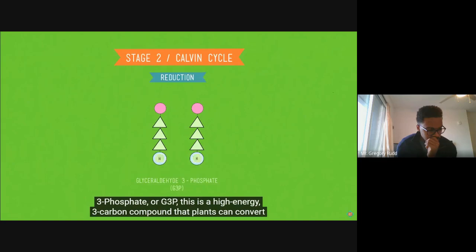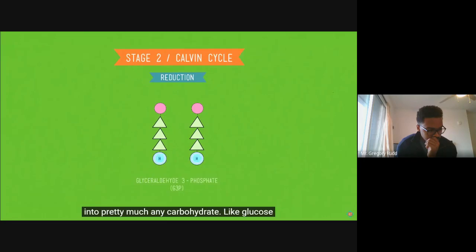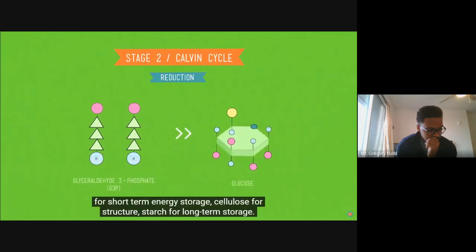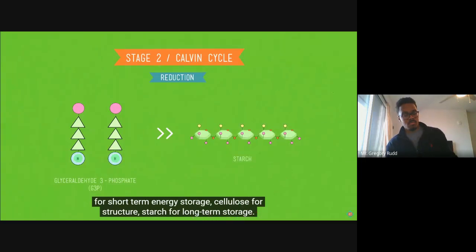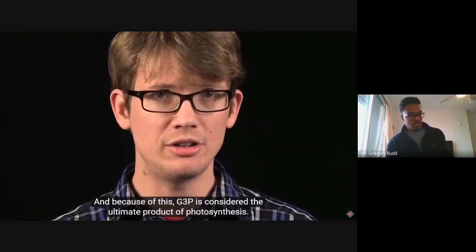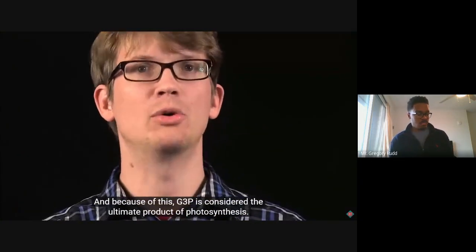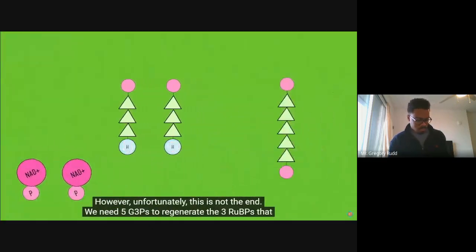This is a high-energy, 3-carbon compound that plants can convert into pretty much any carbohydrate, like glucose for short-term energy storage, cellulose for structure, starch for long-term storage. And because of this, G3P is considered the ultimate product of photosynthesis. However, unfortunately, this is not the end.